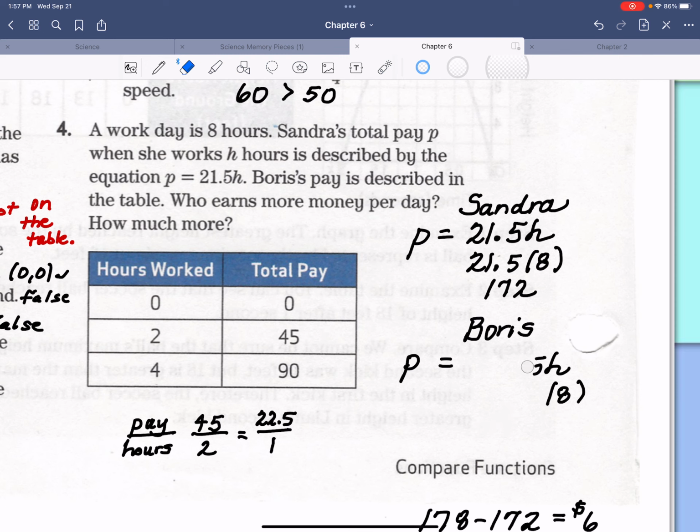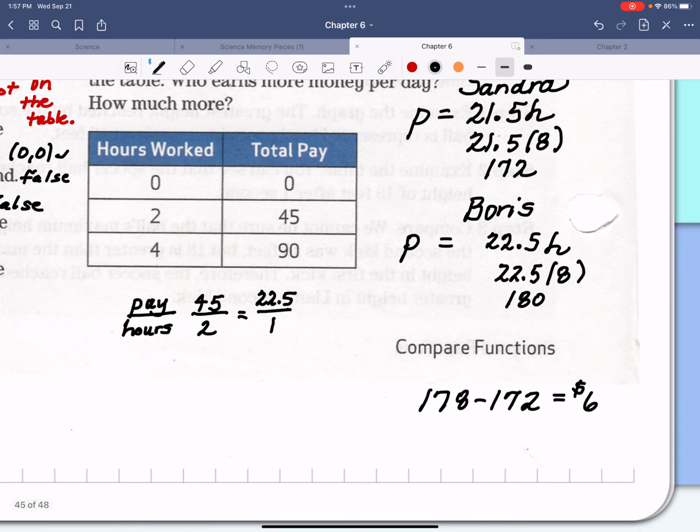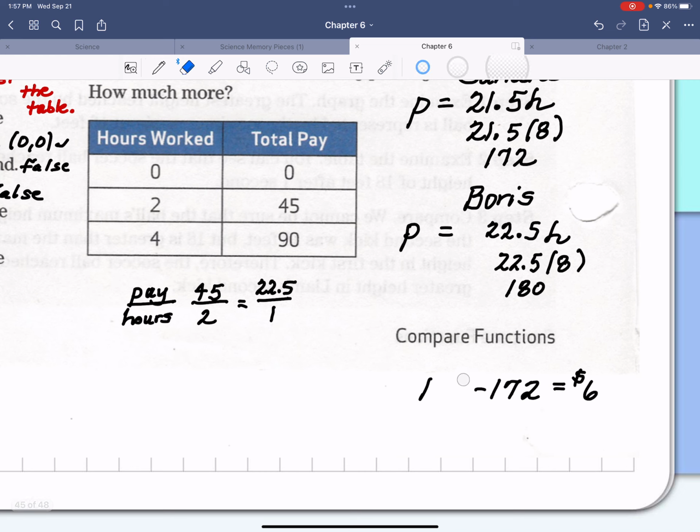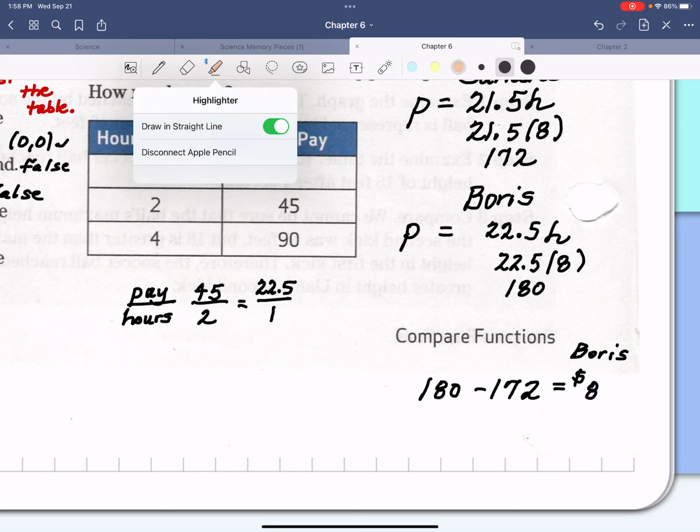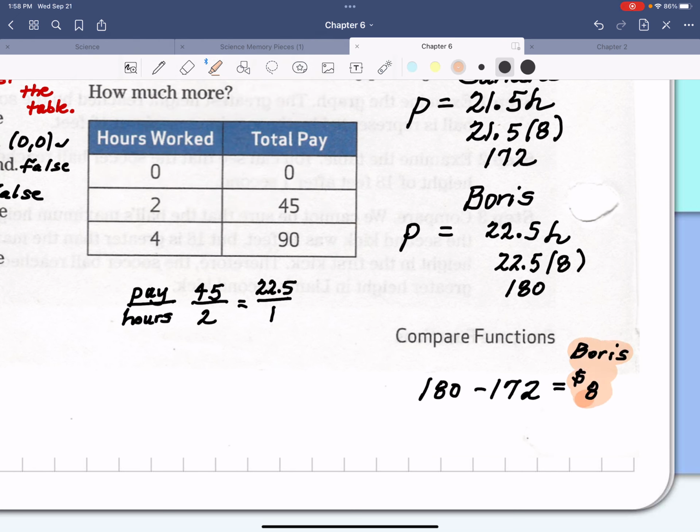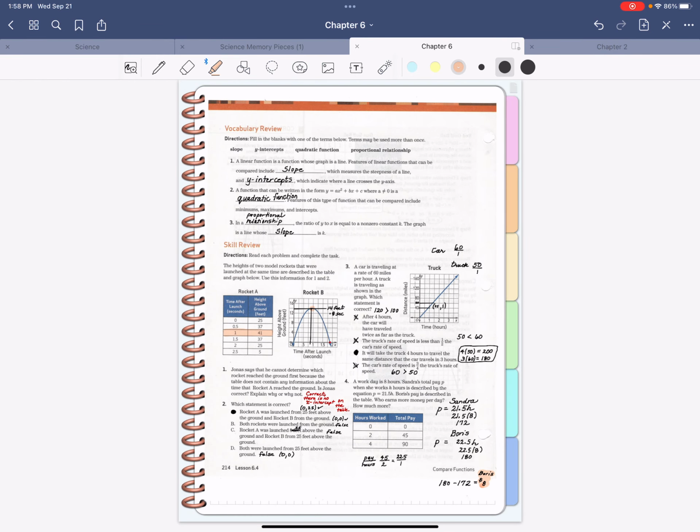So let's change Boris's equation to be 22.50. And 22.50 times 8. I shorted him $2. That is 180, which means this is 180, which means this is a difference of $8 more, and that goes to Boris. It is a good thing I check my answers. But that page is good to go.